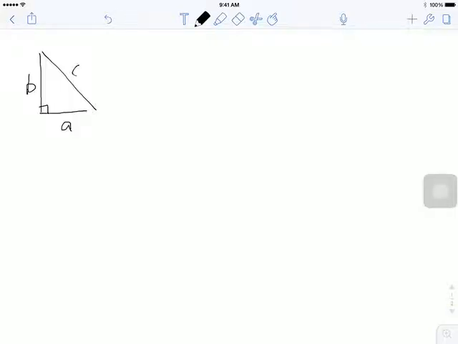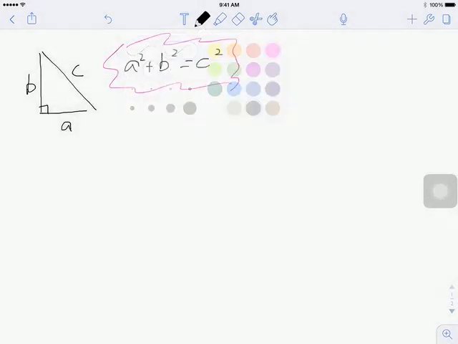we call C. In the right triangle, once we get two sides' values, we'll be able to use the Pythagorean theorem to solve this type of question. The formula we will use is a squared plus b squared equals c squared. Let's mark the formula we already have, and we apply it to the question we got.